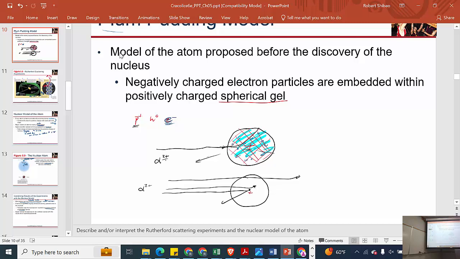So does the concentration of the positive charge make the force more significant? This is Coulomb's law. The force is proportional to the magnitude of charge on A and the magnitude of charge on B, divided by the distance squared. And this is going to be related to the charge density.